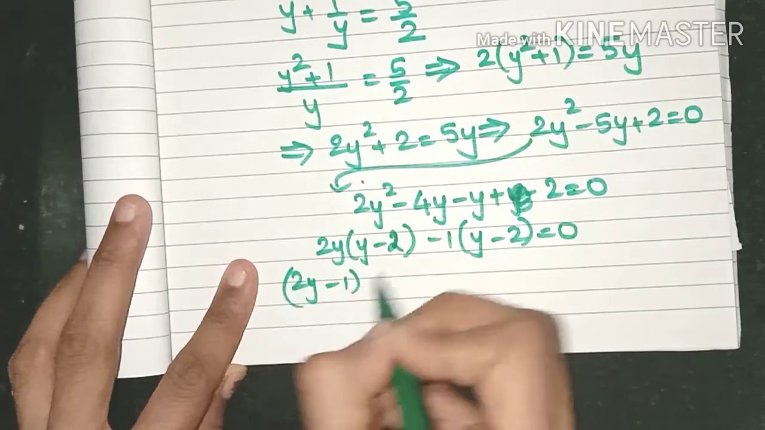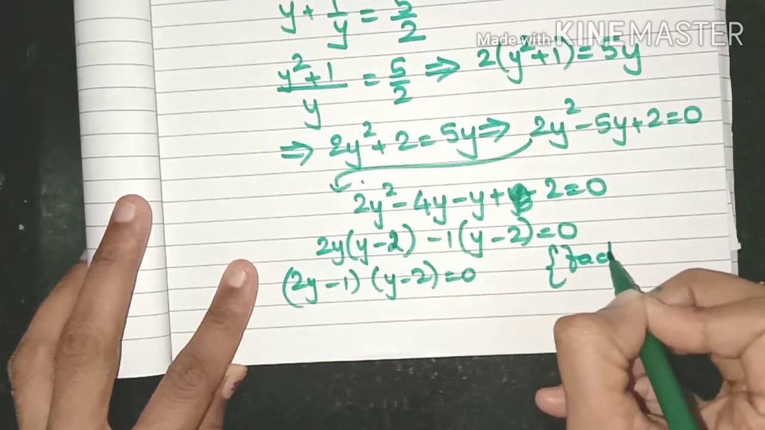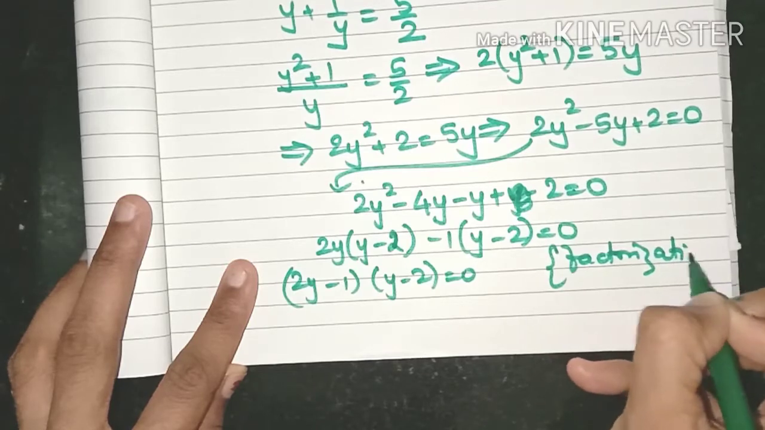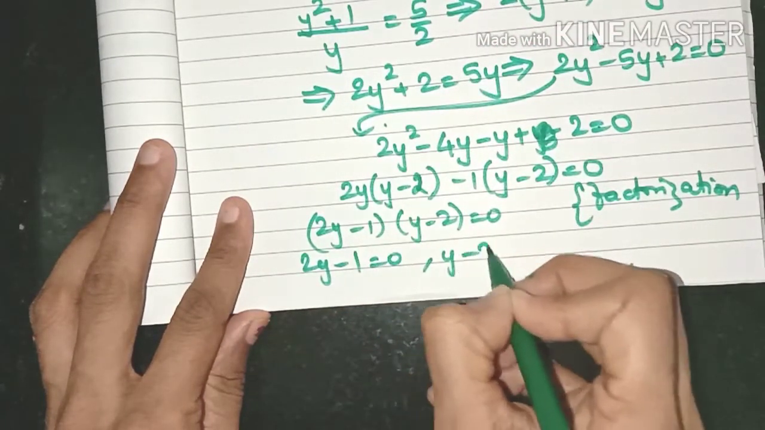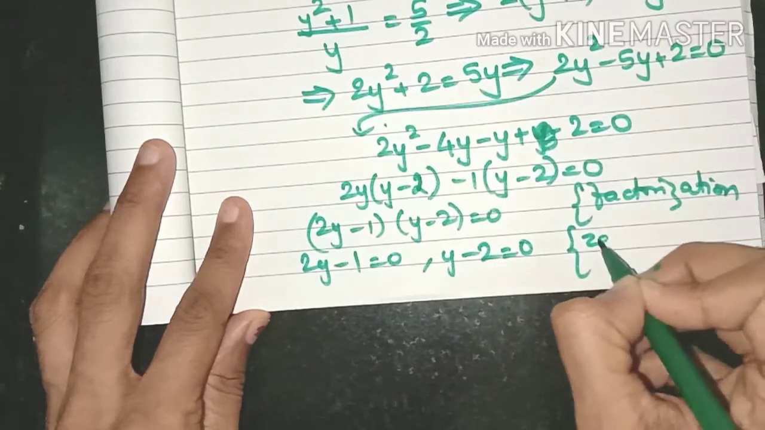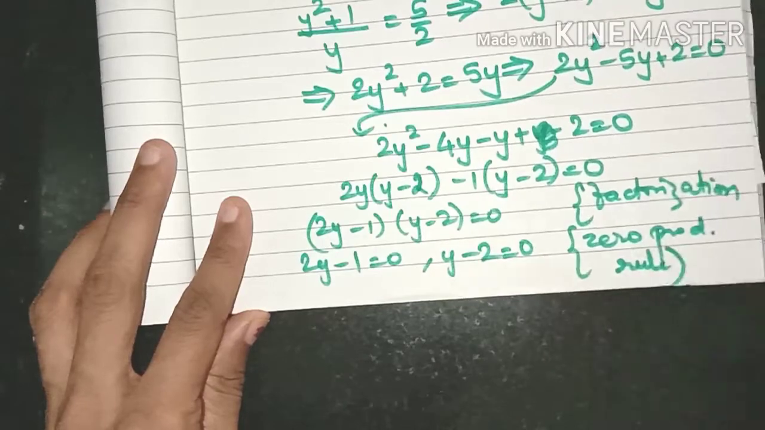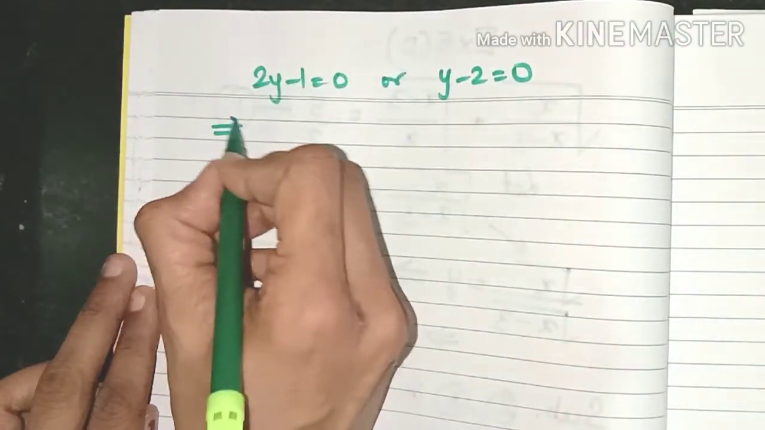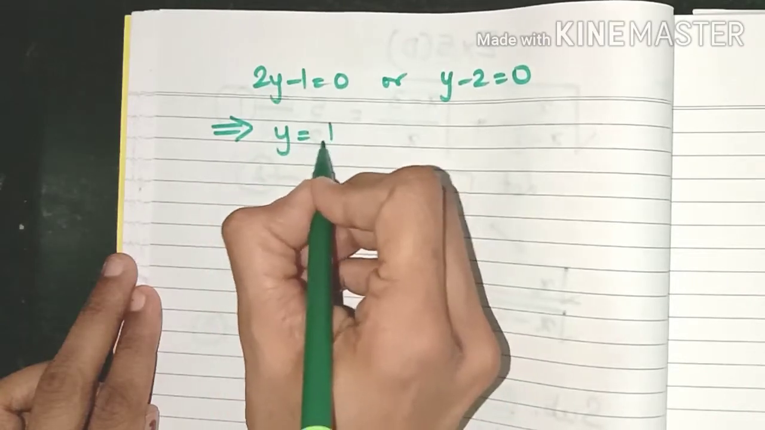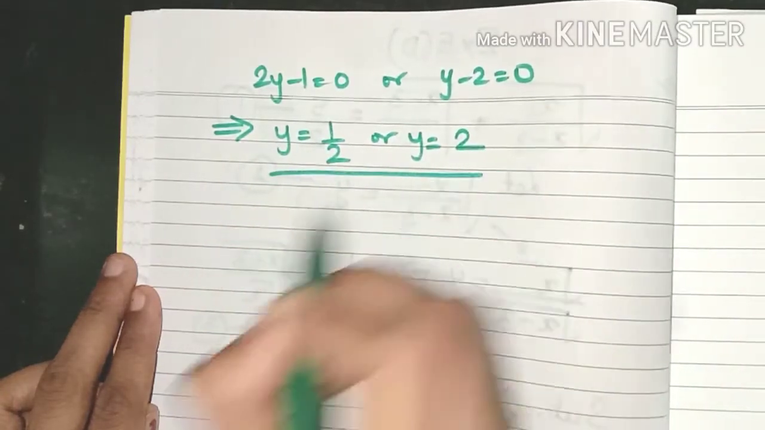So this is how you do it. This is because of factorization and because of the zero product rule. See, we have got the values of y also because of the zero product rule. So friends, 2y minus 1 is 0 or y minus 2 is 0, which implies y is how much? Half, correct. Or y is equal to 2. So these are the two values.